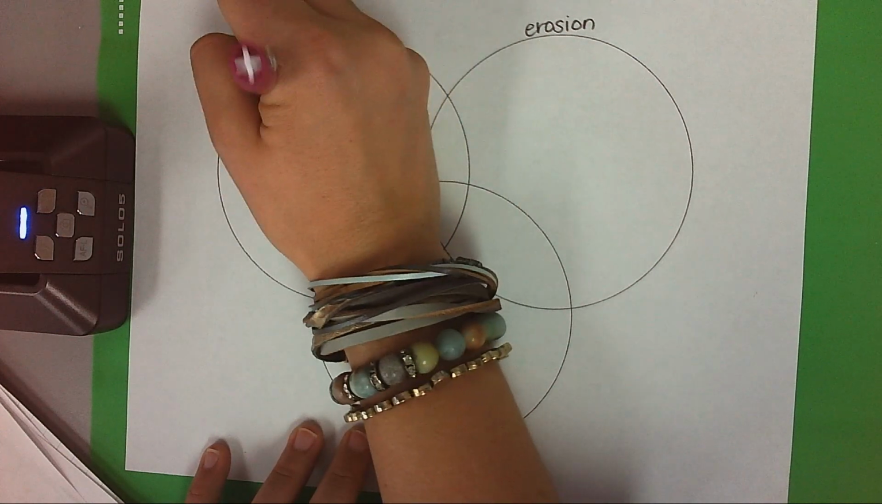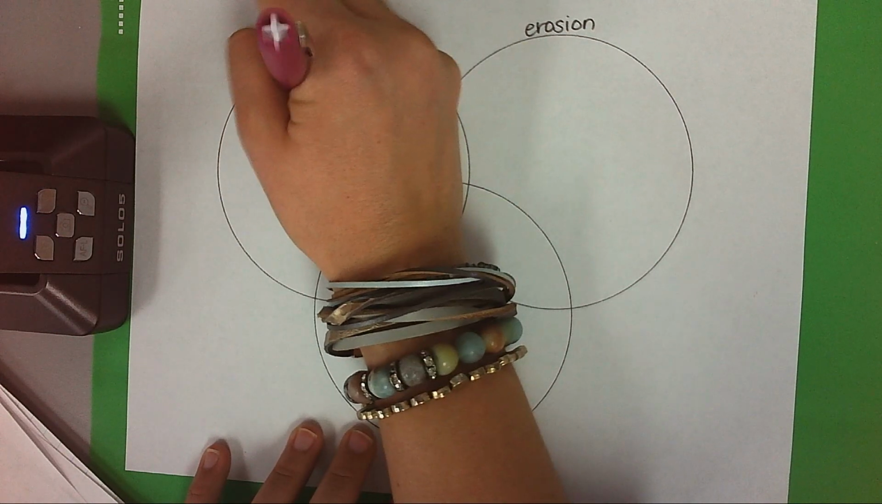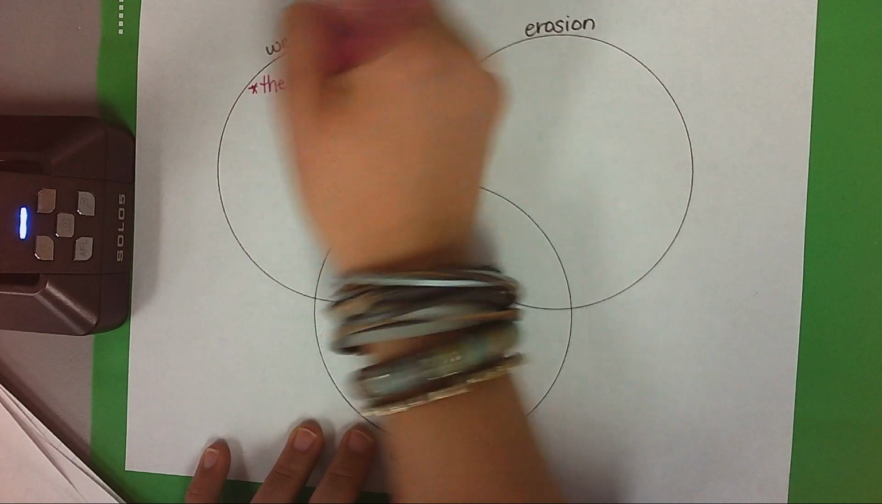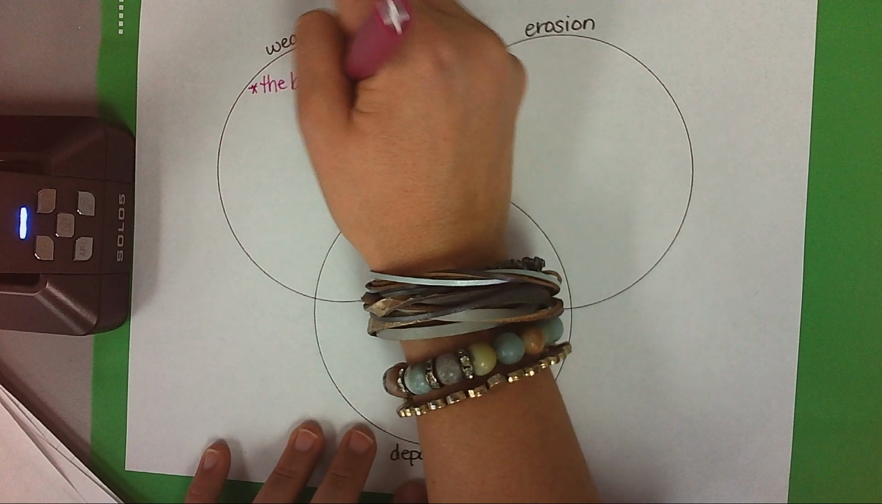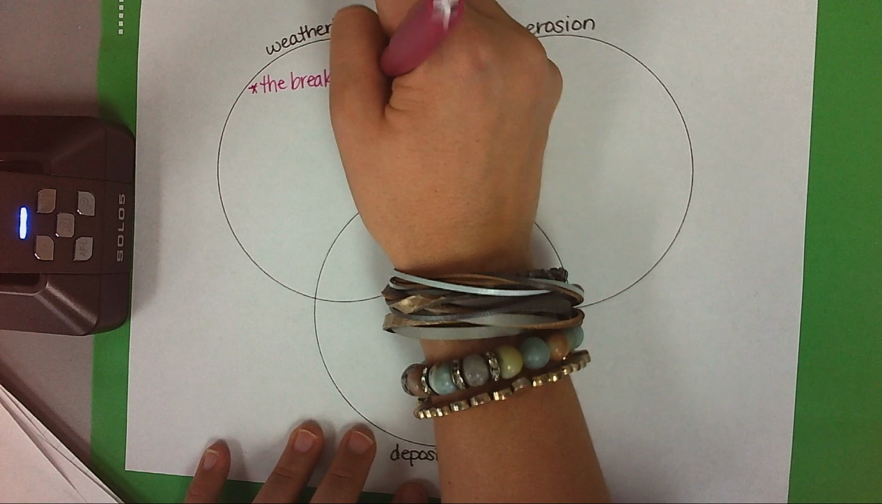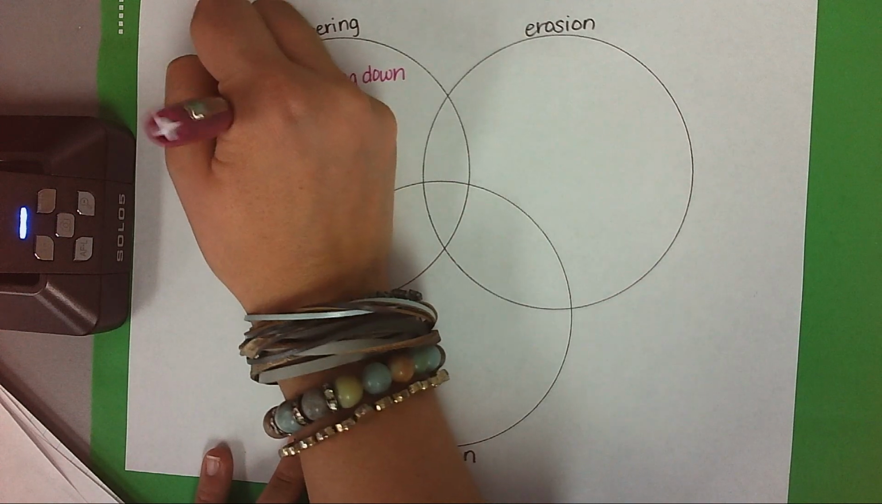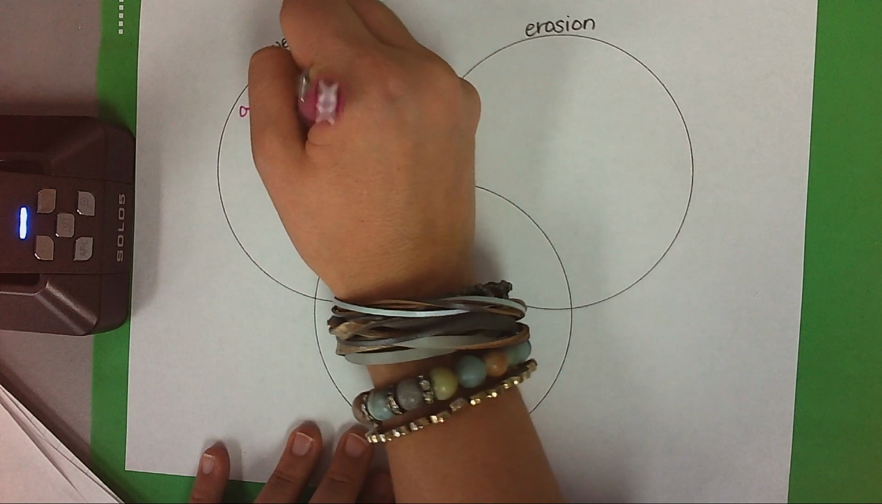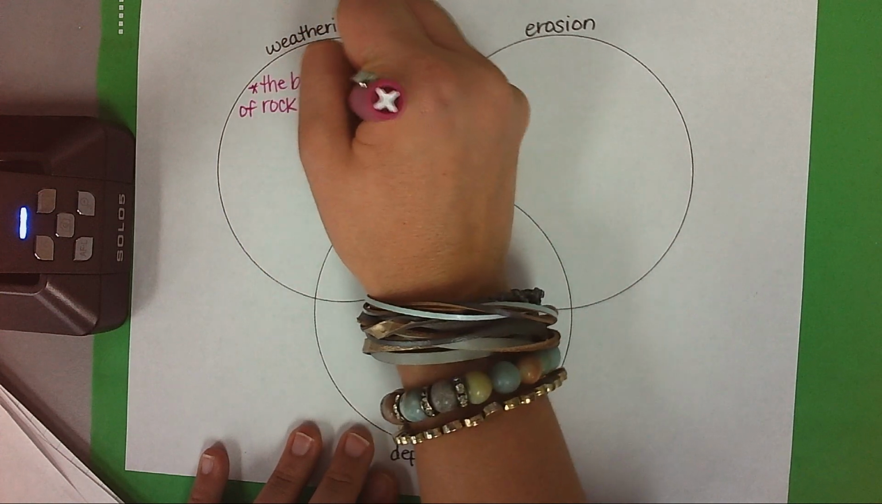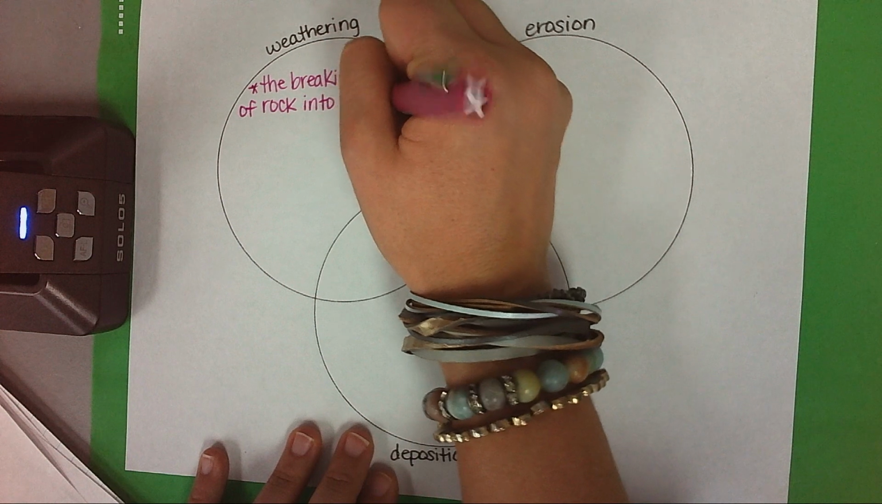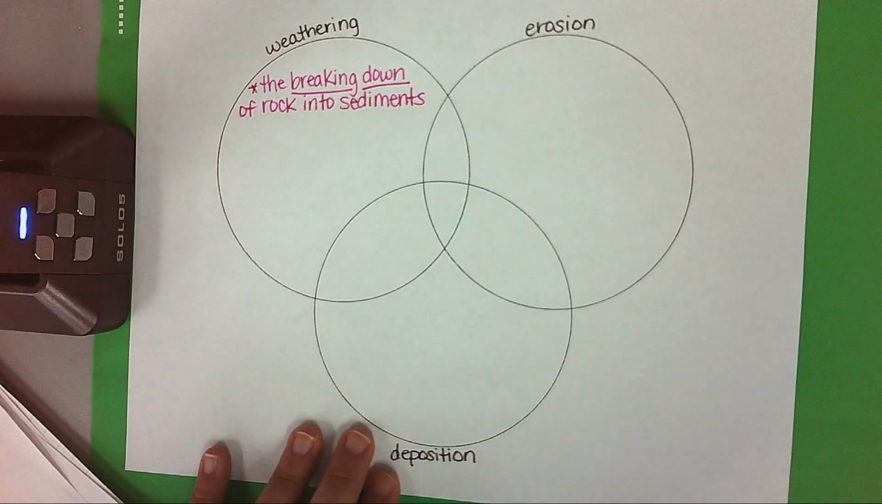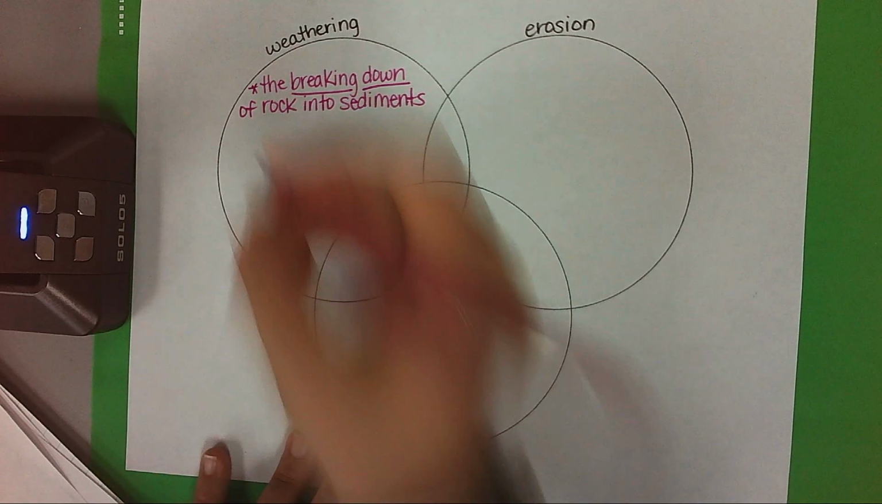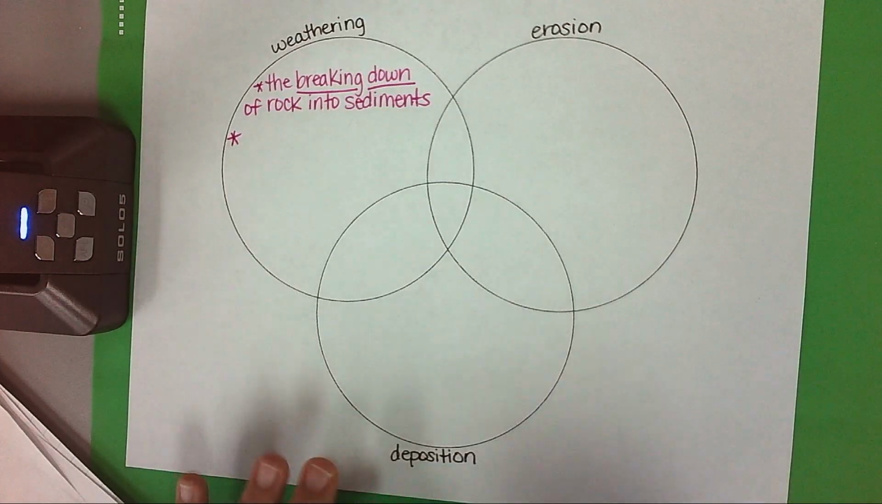Weathering is the breaking down of rock. So it actually breaks it into sediment. Okay, so it is the breaking down of rock into sediments. The breaking down, that part is super important. Alright, so what do we know about weathering?